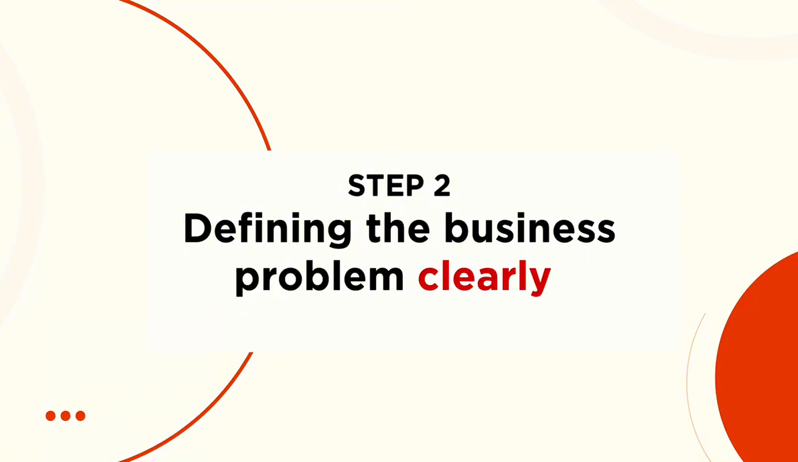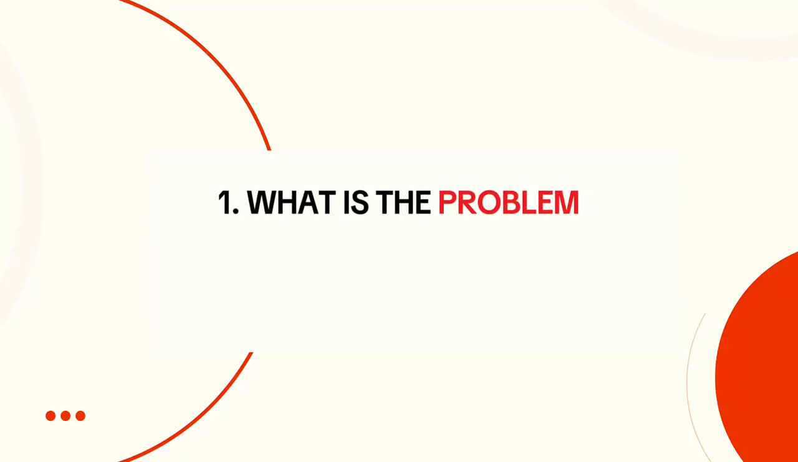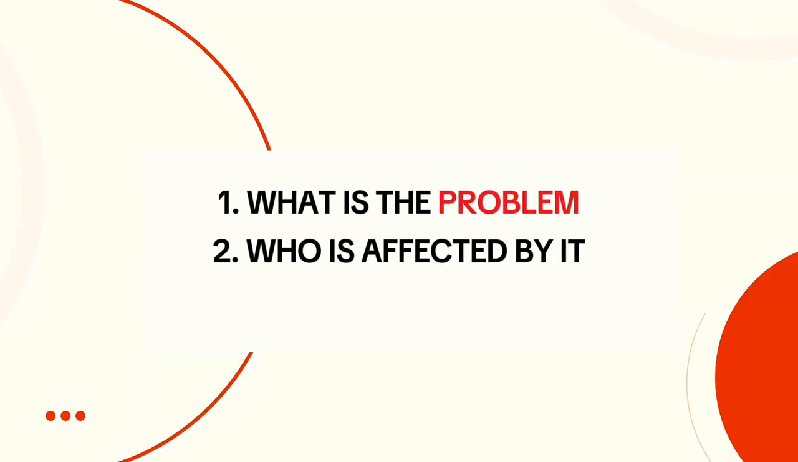Now let's move to step 2. Defining the business problem clearly. Now you've chosen the right project. The next step is to define the business problem. This is one of the most important parts of any business analyst project. You should clearly be able to answer what is the problem, who is affected by it, why does it matter to the business.